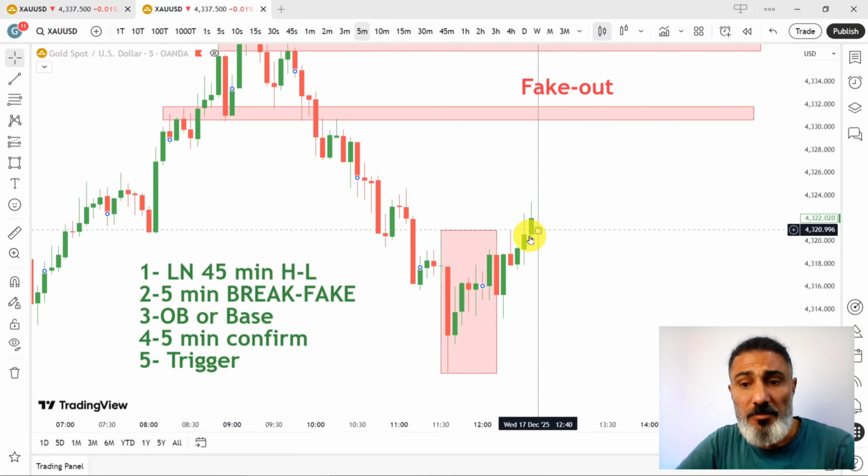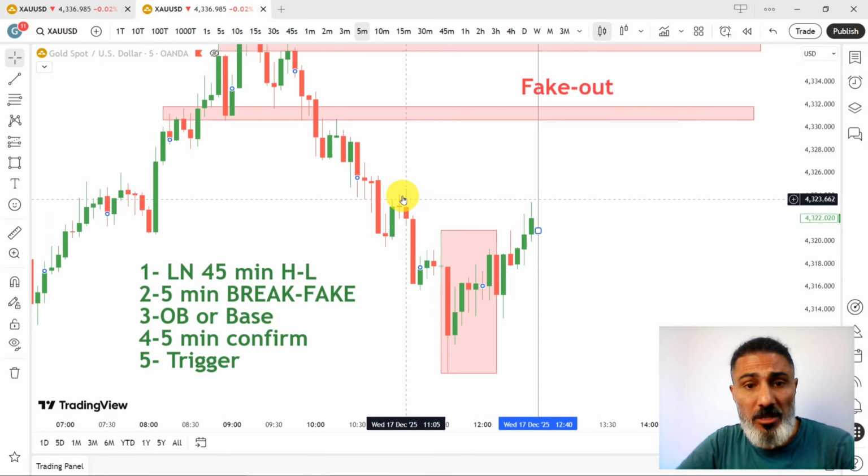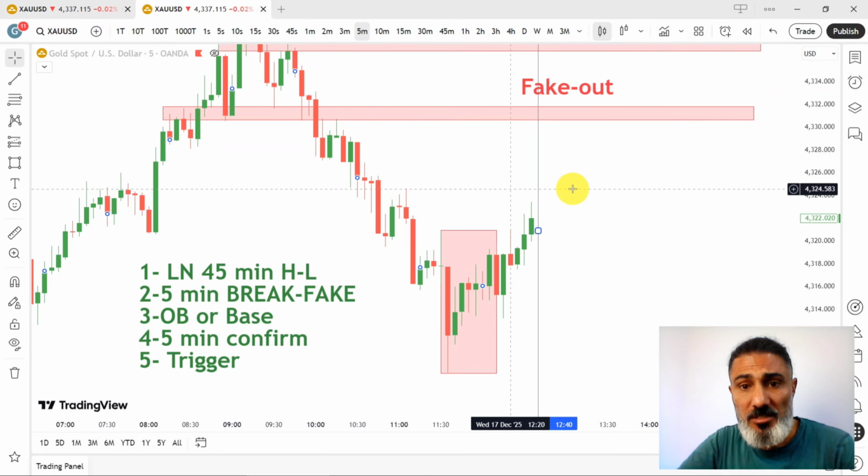Is this confirmed fake out? We don't know, but now we find out that no, this is not fake out. Is it a valid breakout? Still no, because you have a now resistance zone here.